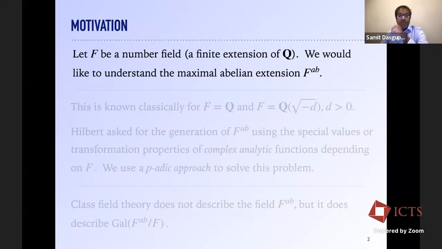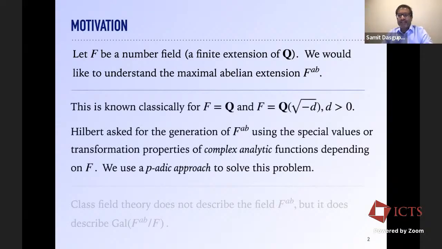So I want to start by talking about Hilbert's 12th problem. Let F be a number field, and we want to understand the maximal abelian extension F^ab. Classically, it's known how to do this for F equals Q, and when F is a quadratic imaginary field, Q adjoin root negative D, where D is a positive integer. Hilbert asked for the generation of F^ab using the special values or transformation properties of complex analytic functions depending on F.